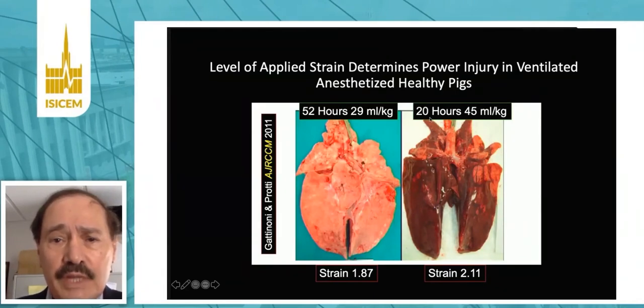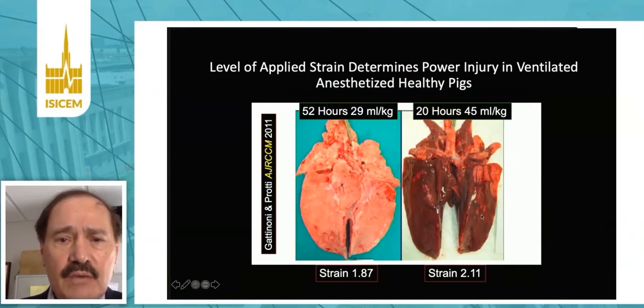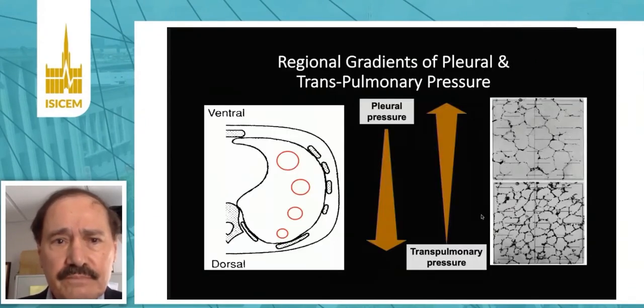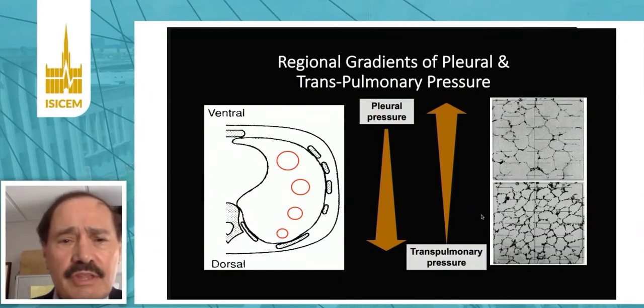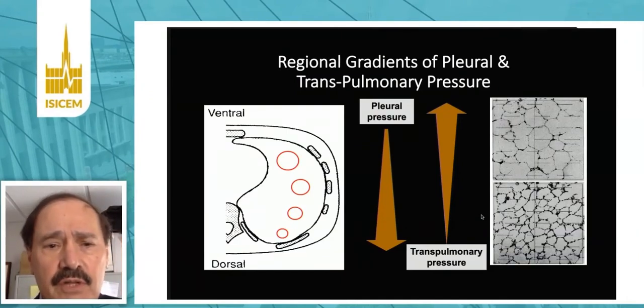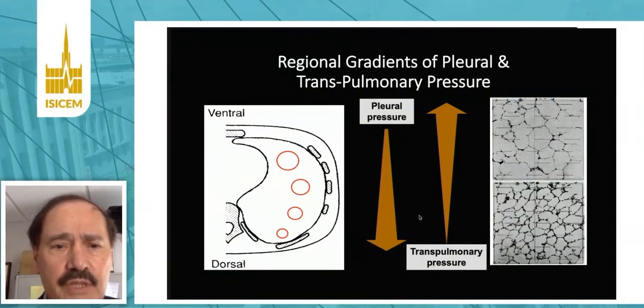But after only 20 hours at 45 milliliters per kilogram, which is a larger tidal volume, a higher strain, complete devastation of the lung. And what do you notice here then? It's that a threshold for strain must be crossed. That's also true within the lung. At the bottom of the lung, you have transpulmonary pressures and strains that are different from those in the upper parts. You might expect that these down here would fare better than those up there.